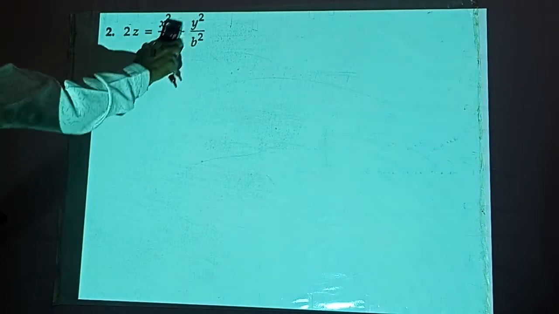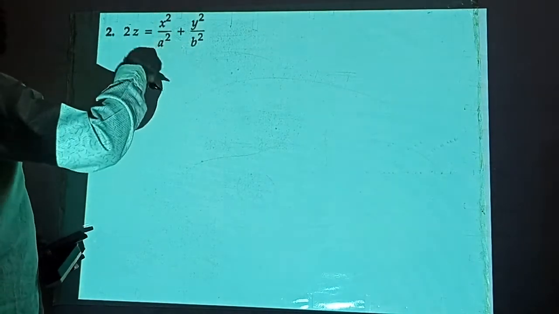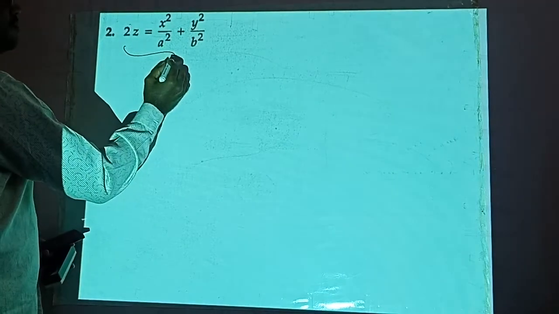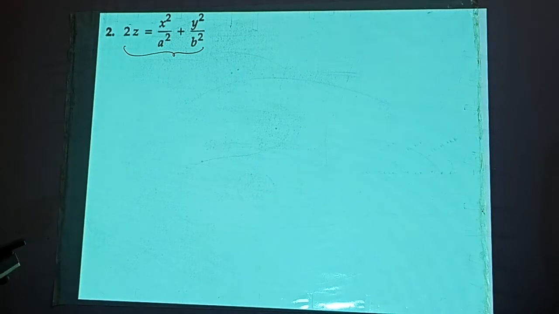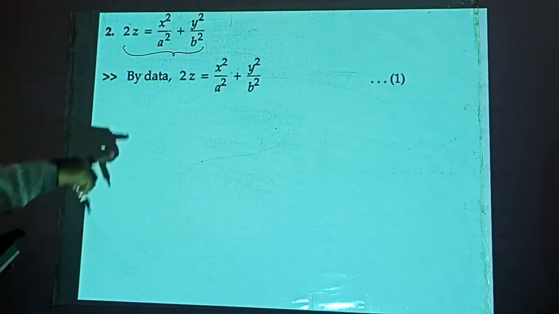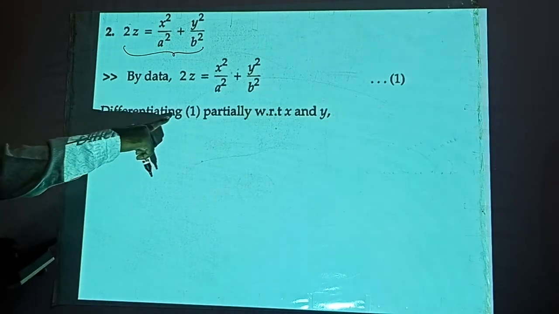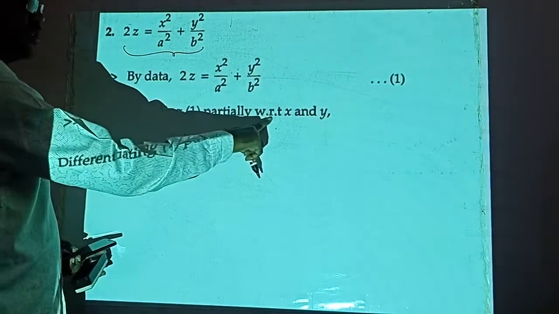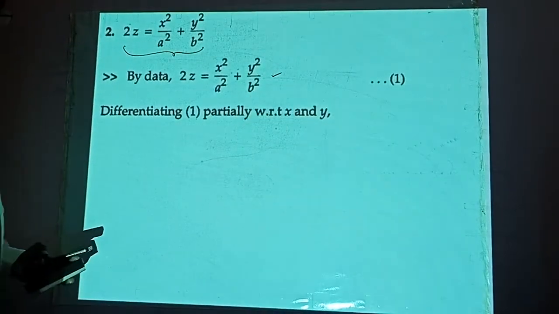Let us take one more problem. So this is a function containing arbitrary constants a and b. That's what we need to eliminate. By data we have this. Let us differentiate this partially with respect to x and y.